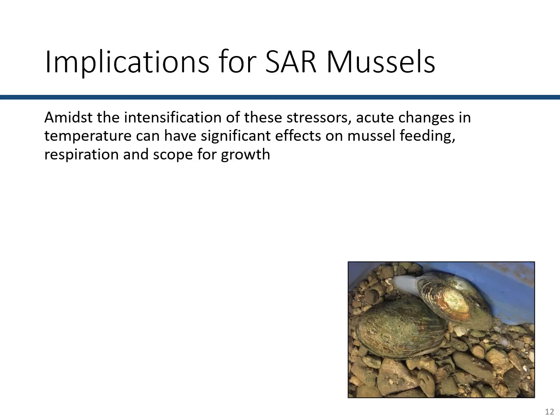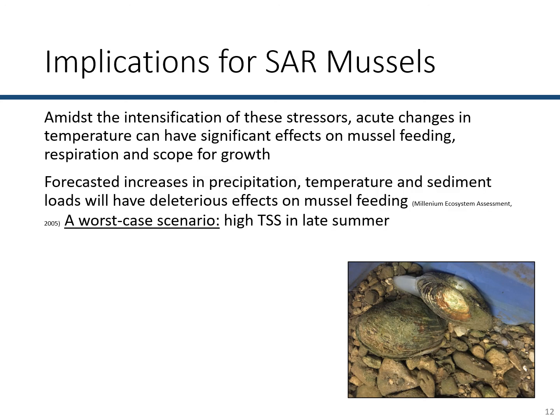Now, while it's important to remember the intensification of these three stressors, it's also important to remember that the acute changes in temperature also have significant effects on mussel feeding, respiration, and scope for growth. Forecasted increases in precipitation, temperature, and sediment loads will have serious deleterious effects on mussel feeding, and I can forecast a worst-case scenario being something like a high TSS event occurring in late summer when temperatures are at their highest and flows are at their lowest. An example of this would be something like a riparian disturbance occurring at that time.